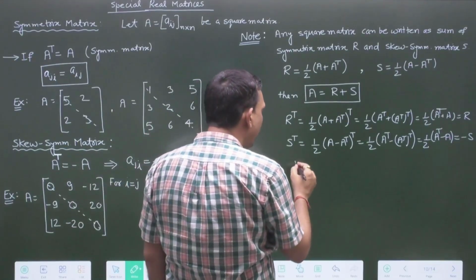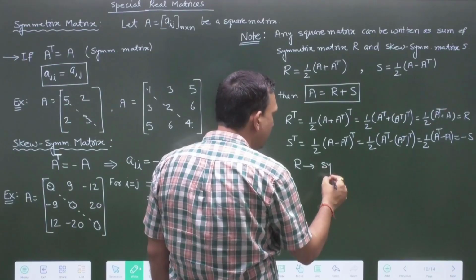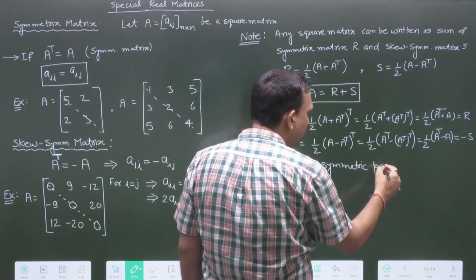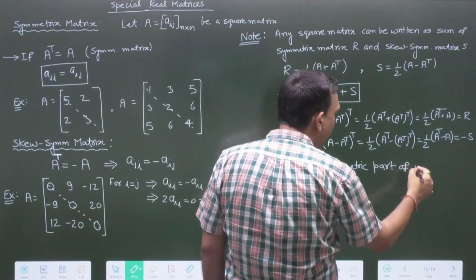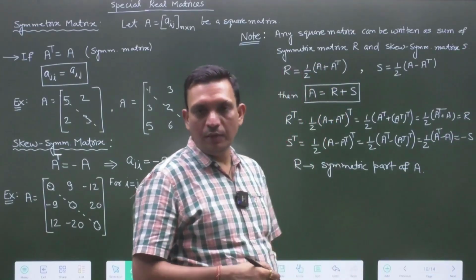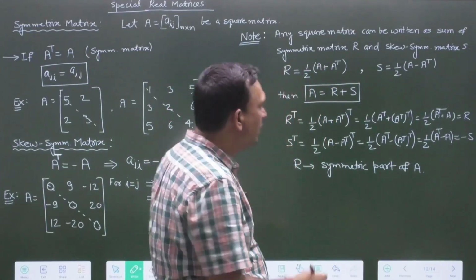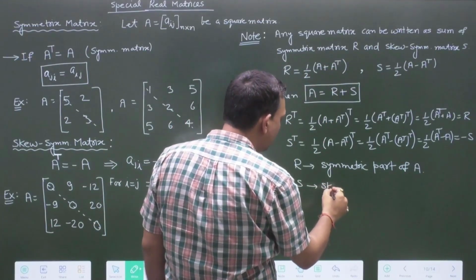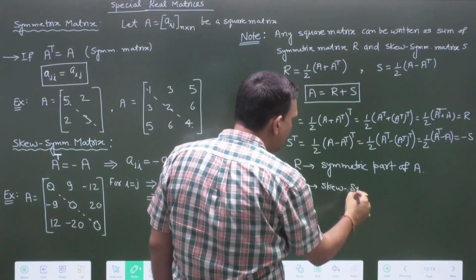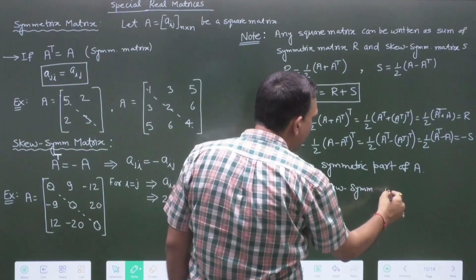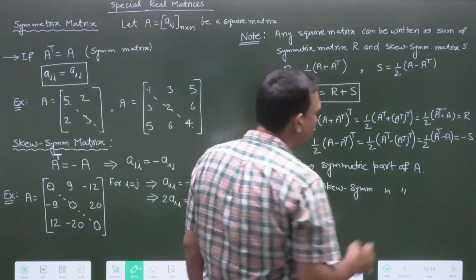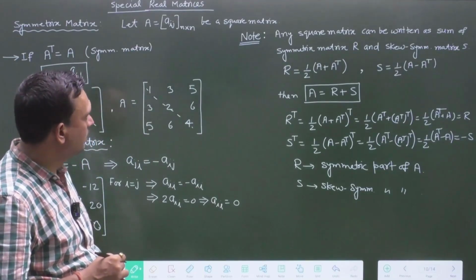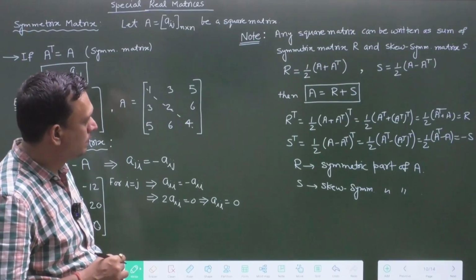So R is called the symmetric part of A. Sometimes in an exam they may ask you, if A is given, what is the symmetric part of A? So you have to find this value. And S is the skew-symmetric part of A. Clear?